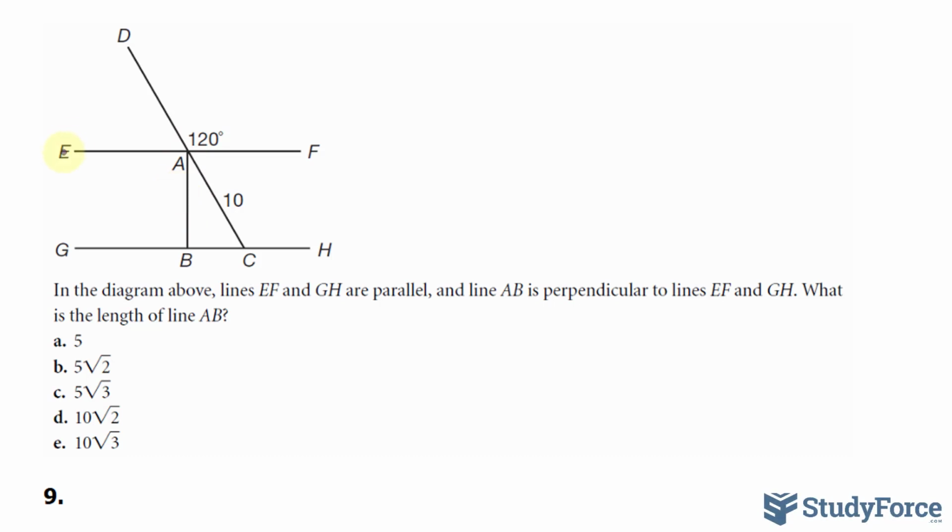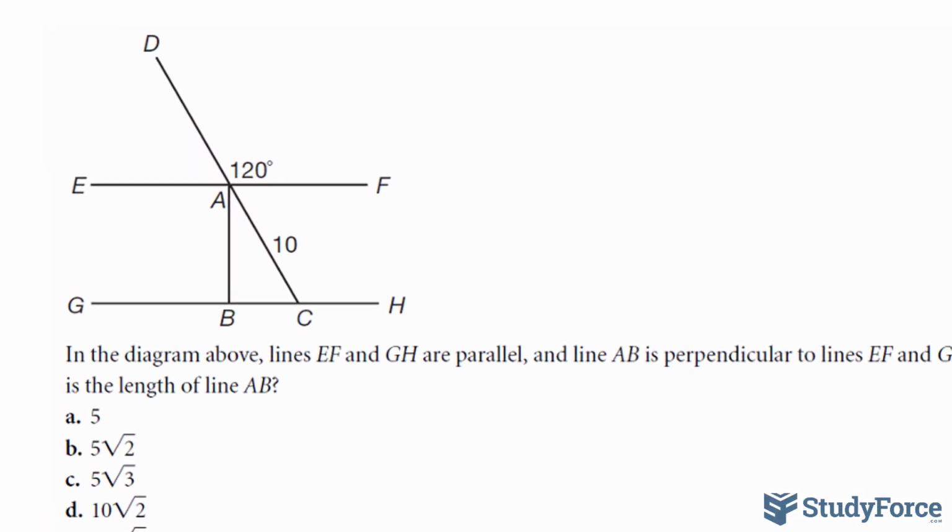Okay, given that this line and this line are parallel, we can use the properties of parallel lines. This line intersects both, and so it's called the transversal. That's the technical term for it. The length from here to here is 10, and we're told that this angle is 120.